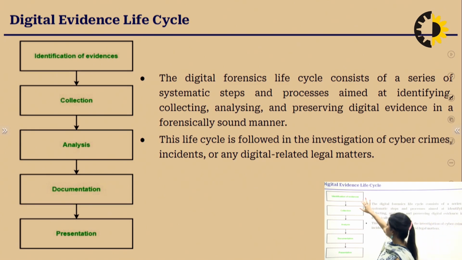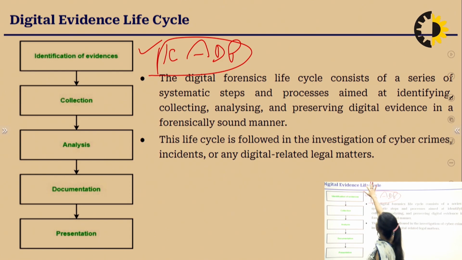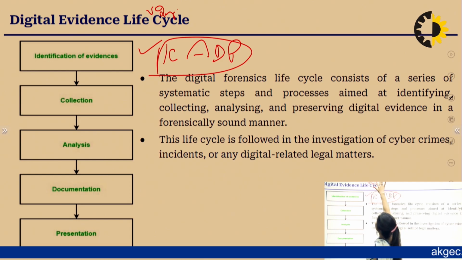So this is what we call ICADP. Now what is ICADP? The digital evidence life cycle is really very important. It is very often asked in exams. So the digital evidence life cycle means ICADP, which starts with identification of evidence. First you identify the digital evidence. You have a digital evidence. Now how will you go forward?